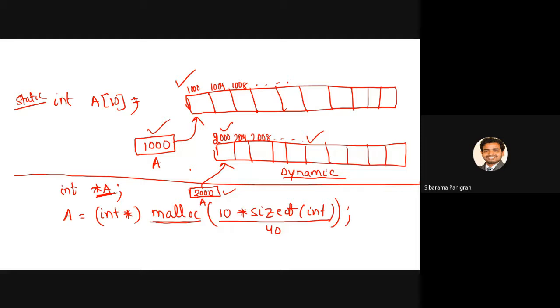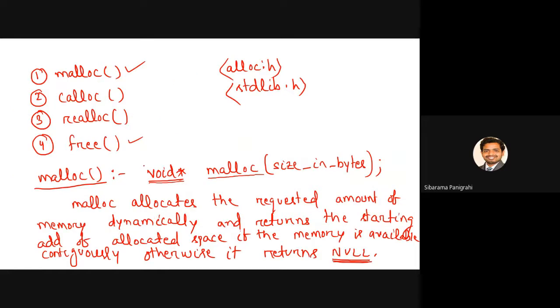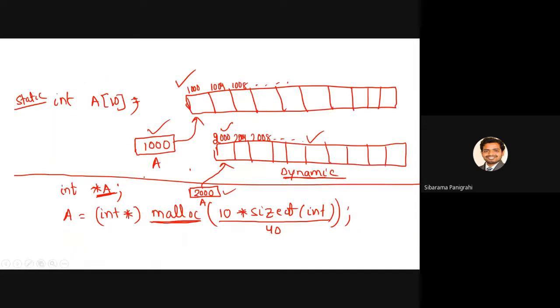So here you see, we have allocated the memory dynamically. Malloc allocates the requested amount of memory dynamically, and if the memory is available, it returns the starting address. What is the return type of malloc? Malloc's return type is void pointer, which is a generic pointer. But here, what is a? A is an integer pointer. That's why I have typecasted this void pointer to integer pointer.